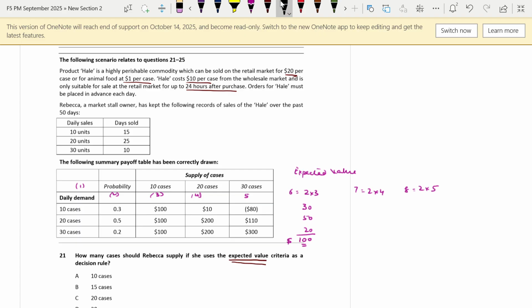Next. 0.3, how much? 3. Then 0.5, 100. 20, 40. 40. Total 143. Next.